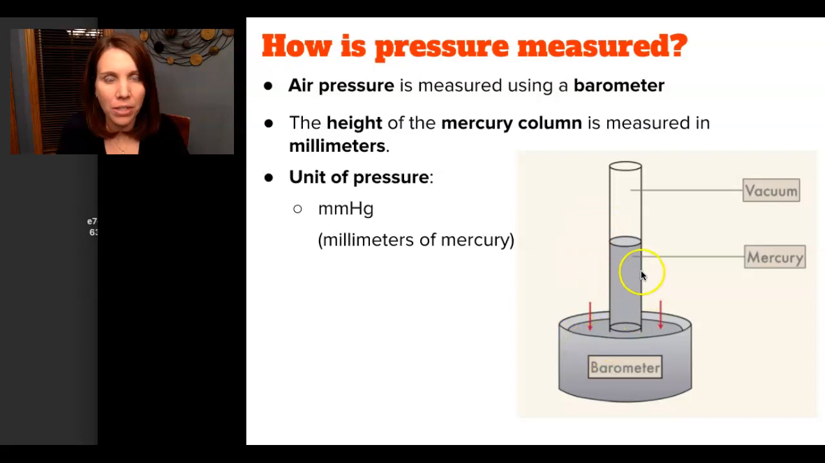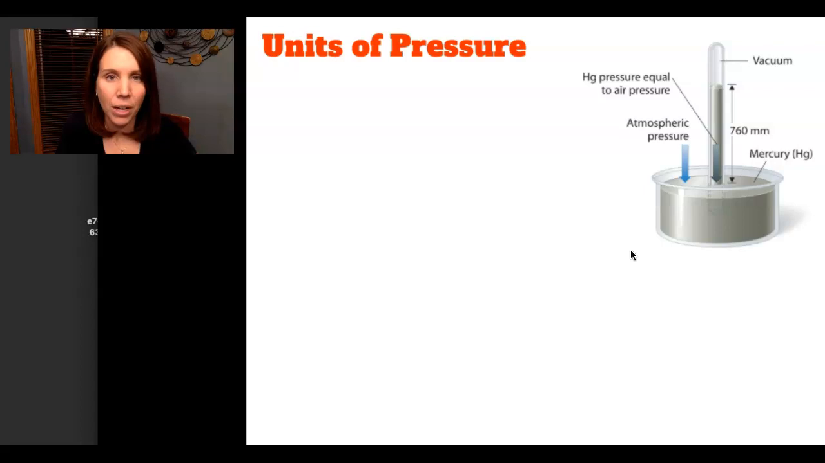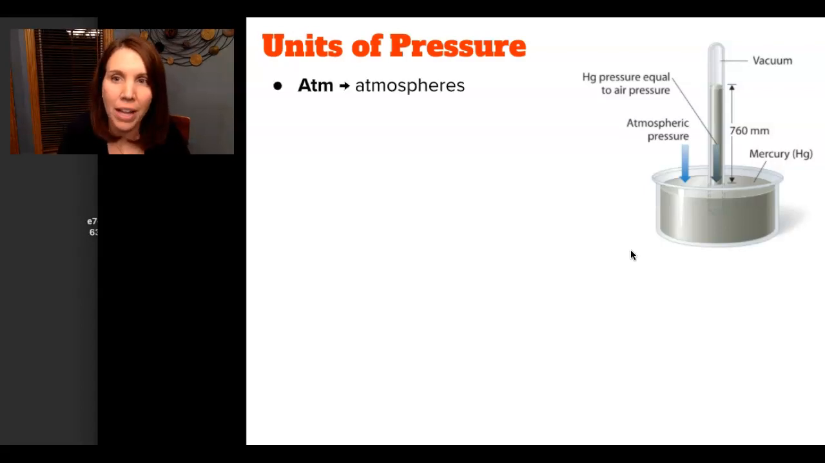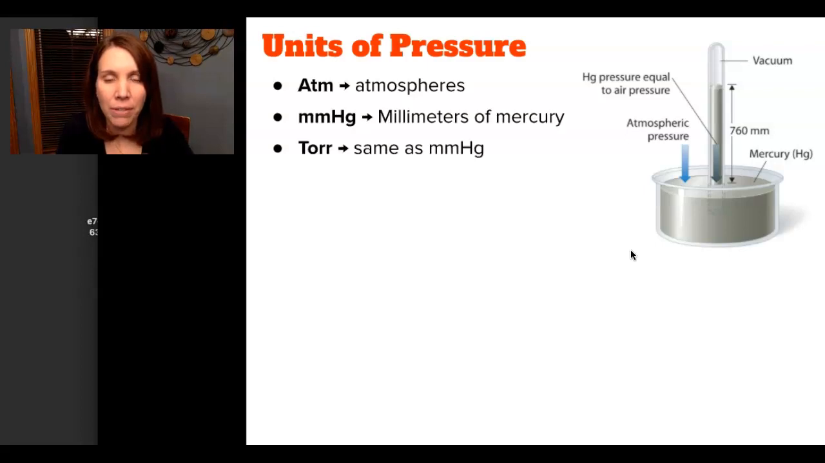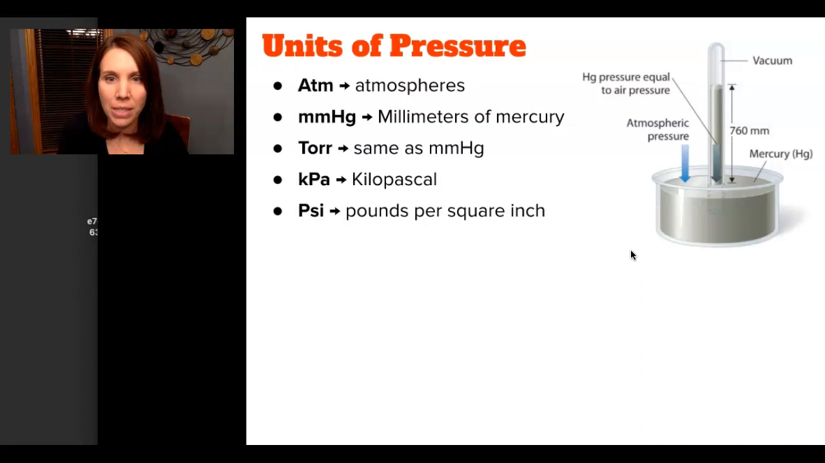The greater the pressure, the higher the column. The lower the air pressure, the lower the column will be. And that results again in our unit called millimeters of mercury. Millimeters of mercury are not the only units of pressure. We have atmospheres, millimeters of mercury, which is the same thing as torr. We also have kilopascals, and we have PSI, which is pounds per square inch. So that 14.7 pounds per square inch, we can abbreviate as 14.7 PSI.